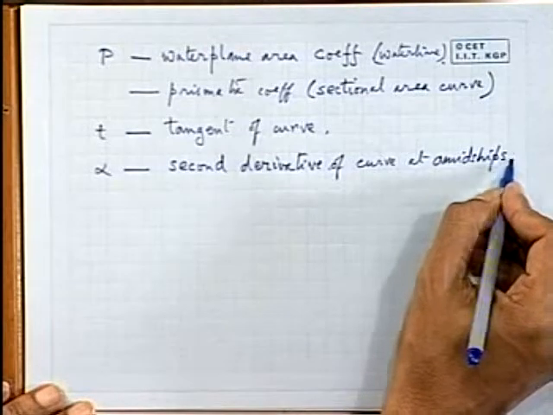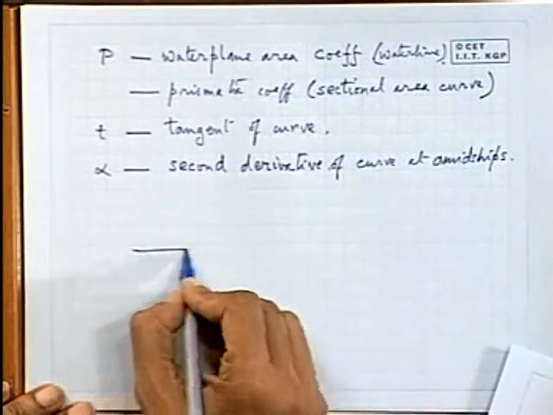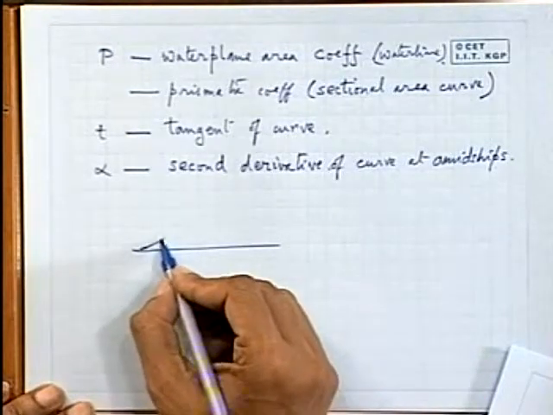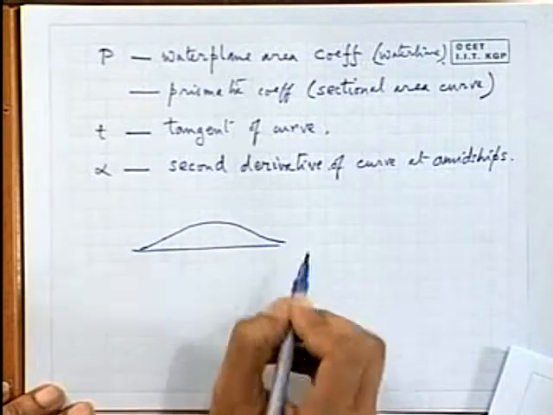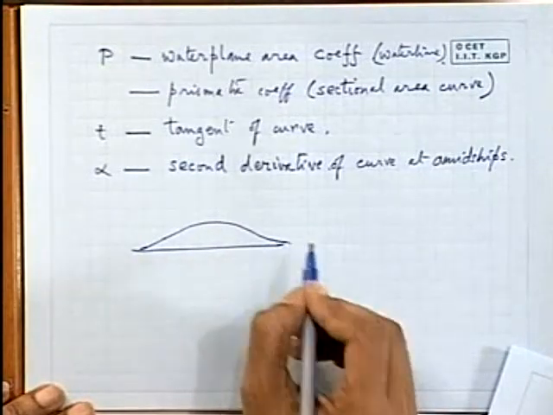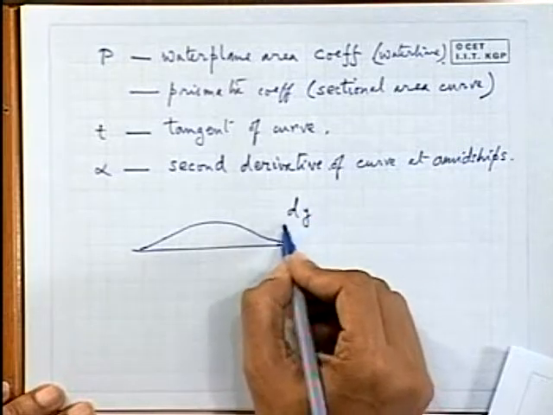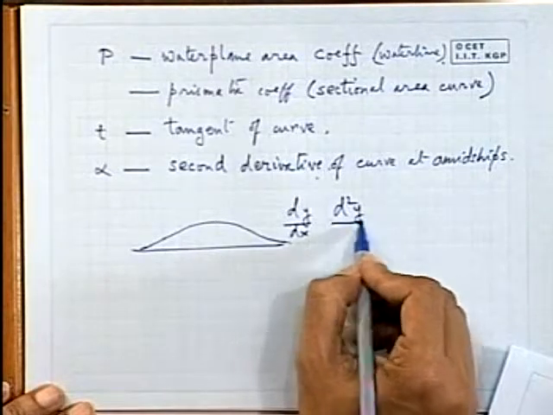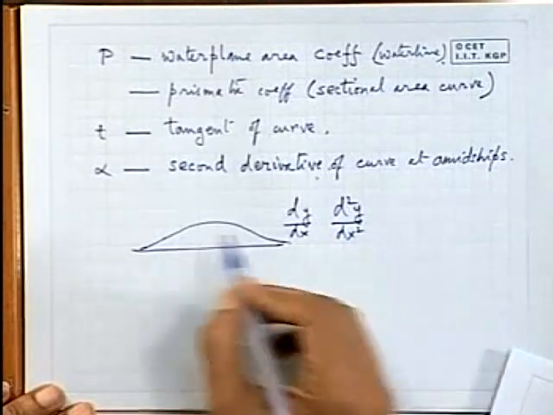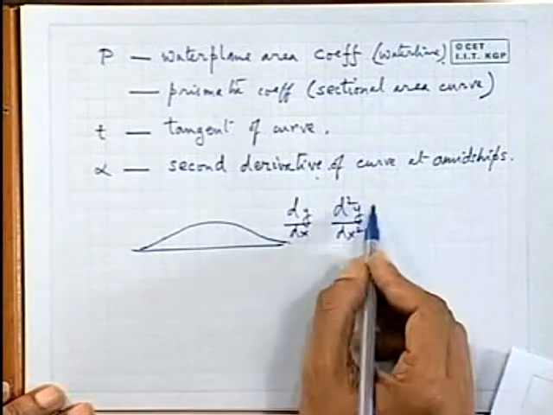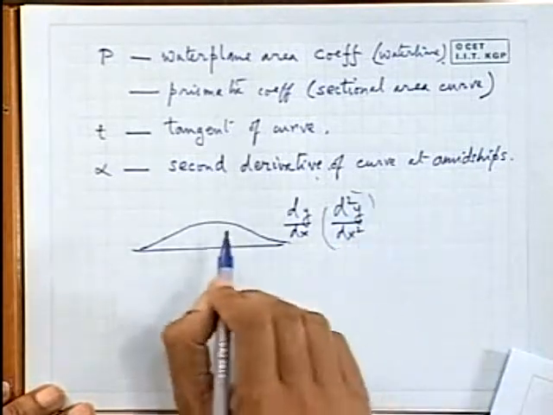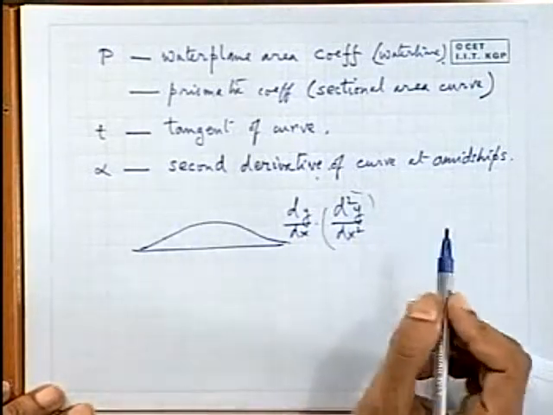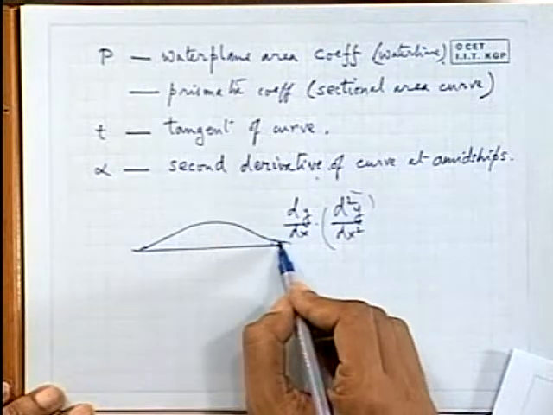Any mathematical curve, of which the ship lines are nothing but a smooth curve, should have continuity. That means it should have a slope or gradual change in the slope. That means you should have dy by dx, and the second derivative should be d square y by dx square. So wherever there is a change in the slope, you can find out this d square y by dx square. Otherwise, the slope will be dy by dx. So these are the mathematical definitions of the lines.